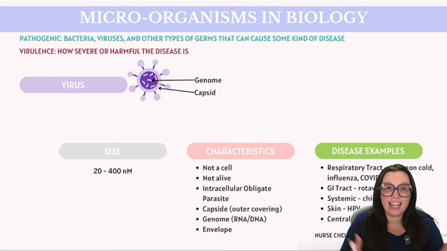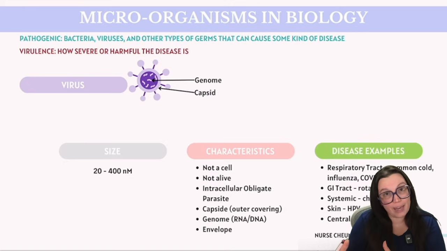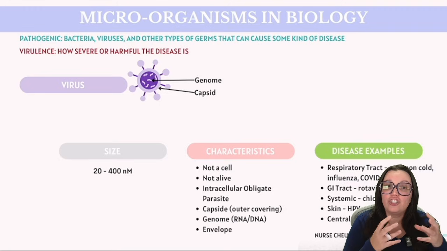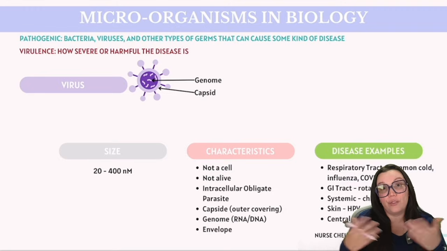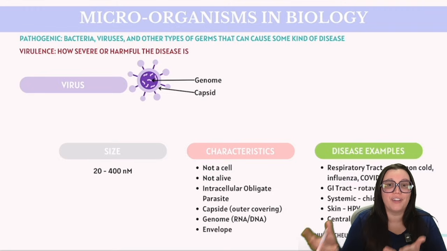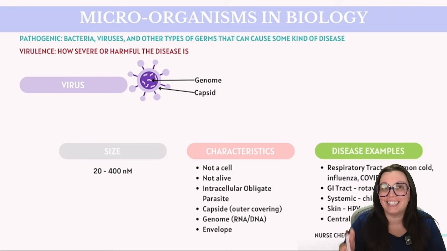These agents can enter our bodies, which act as hosts, and potentially cause injury, disease, or even death. When discussing anything that can cause disease or injury, we're going to use the term pathogenic. This term can be broken down into two parts: patho, which means disease, and genic, which means causes. Thus, pathogenic refers to an infectious agent capable of inducing disease.